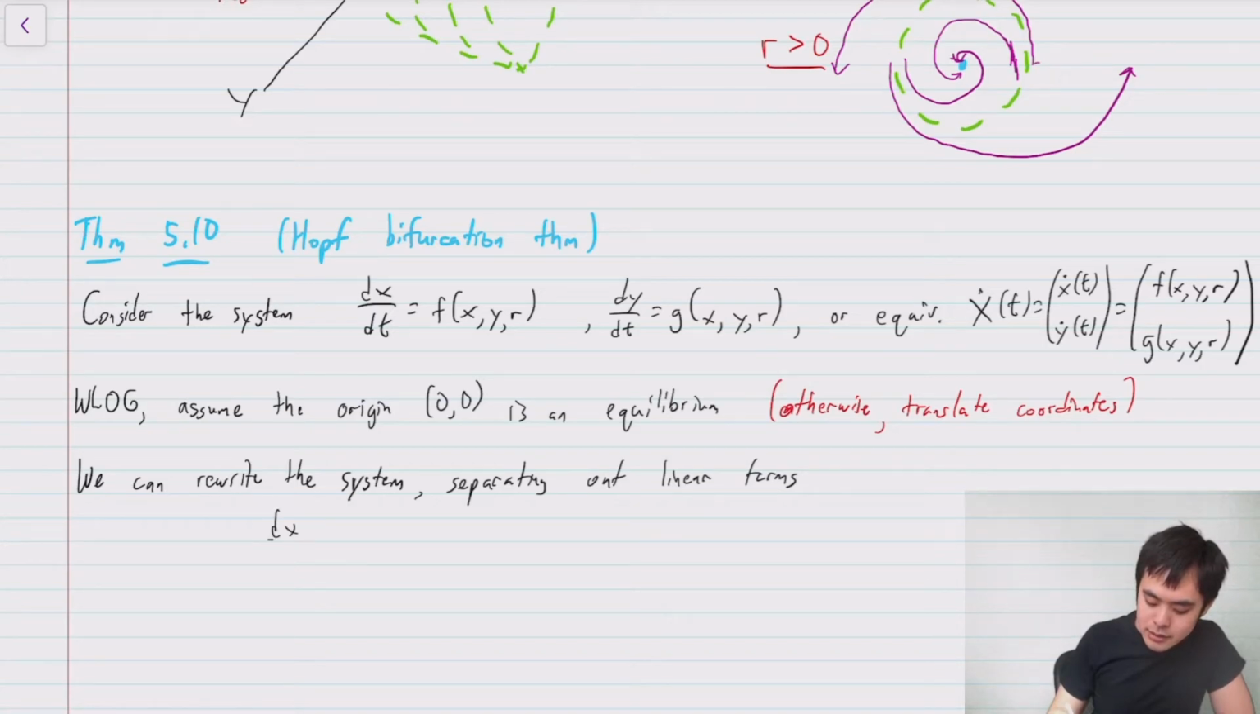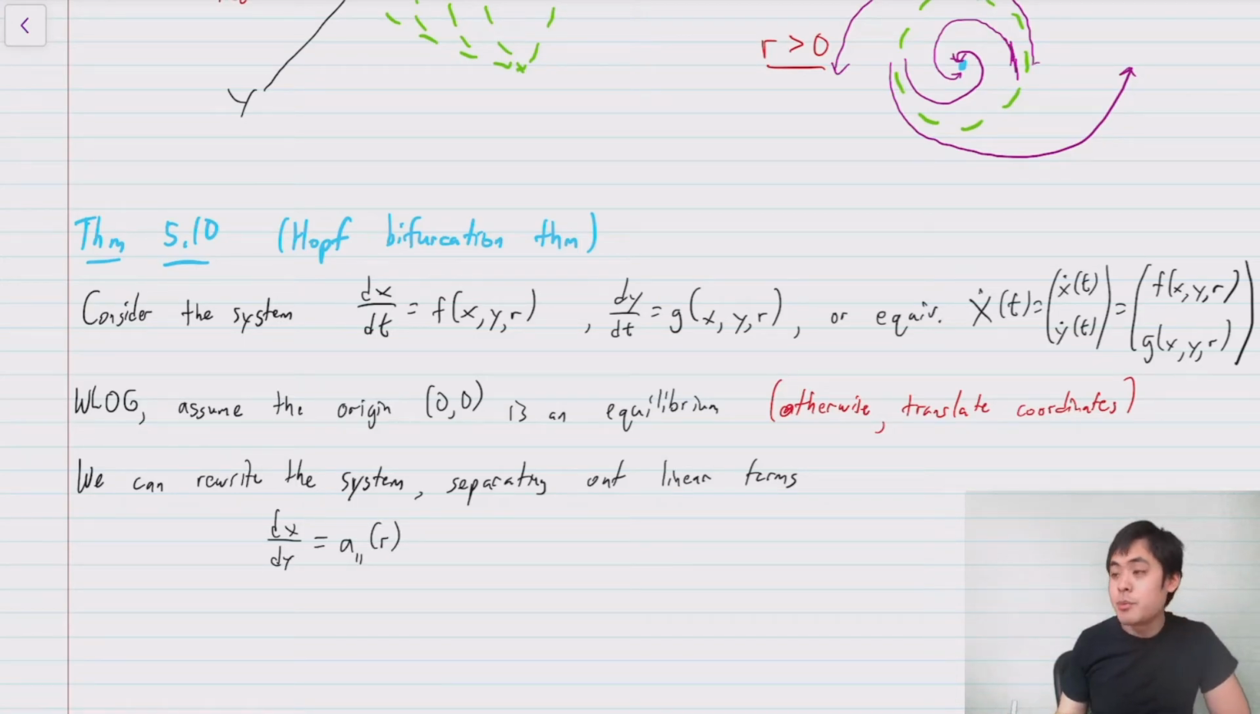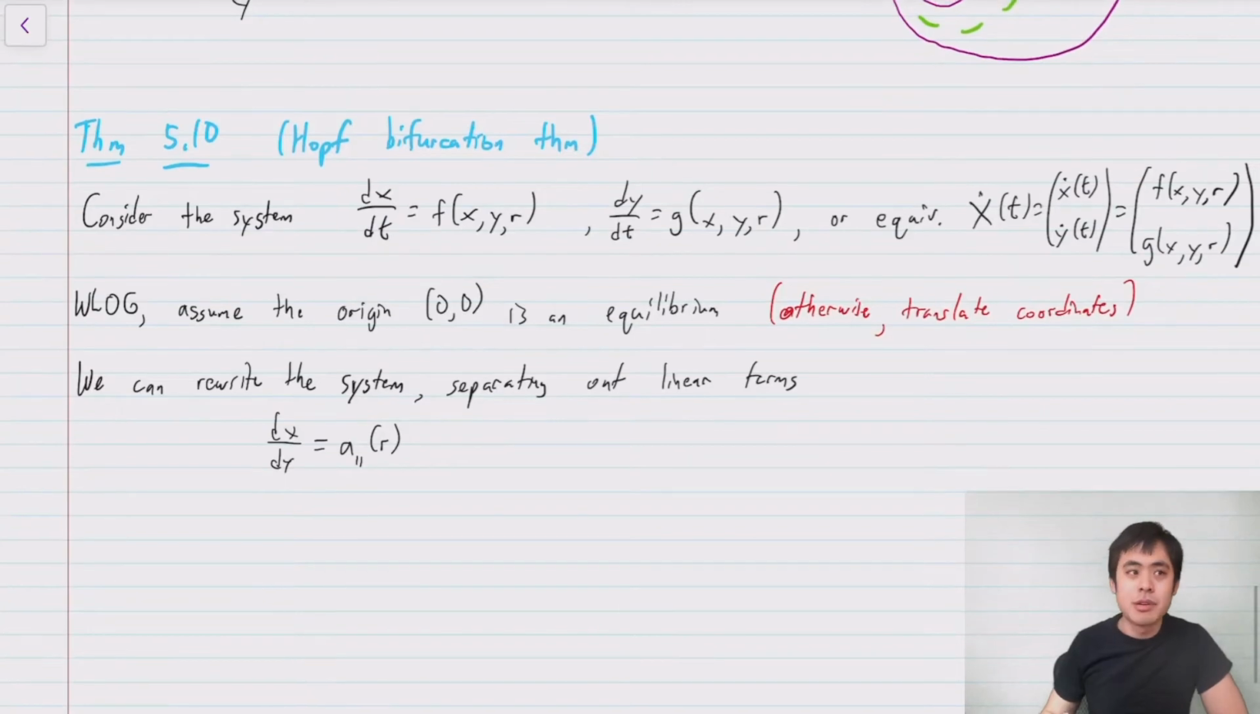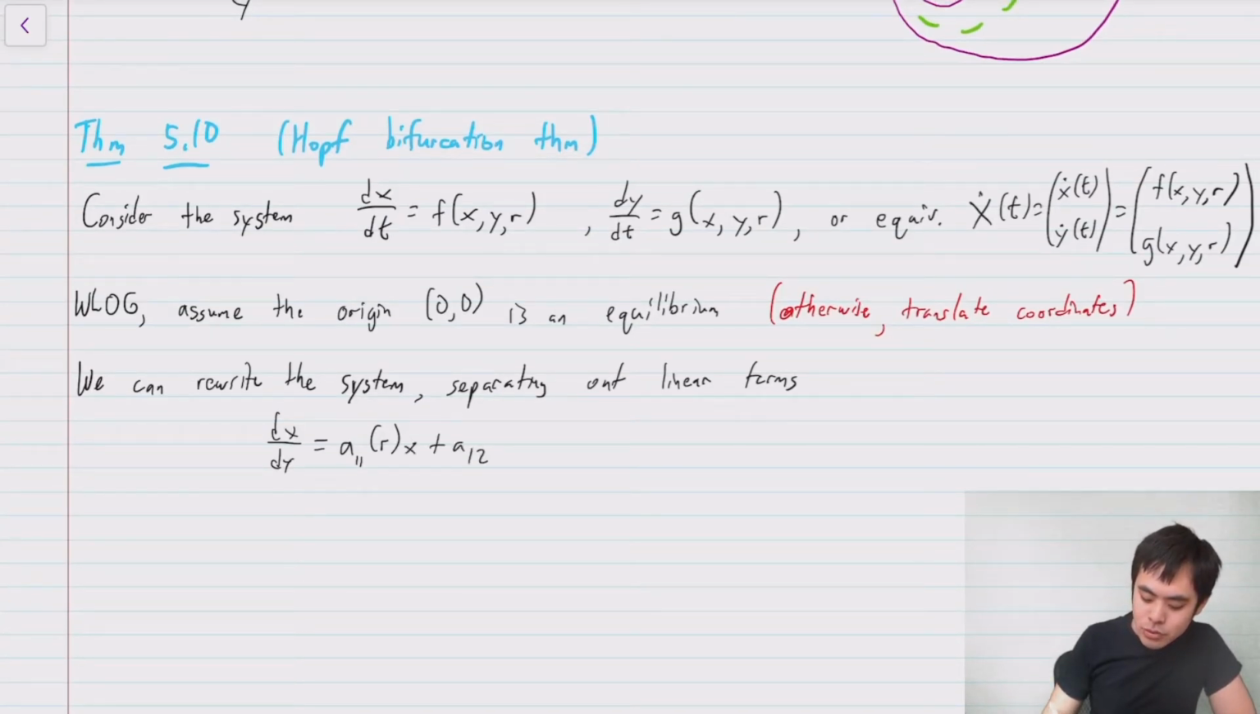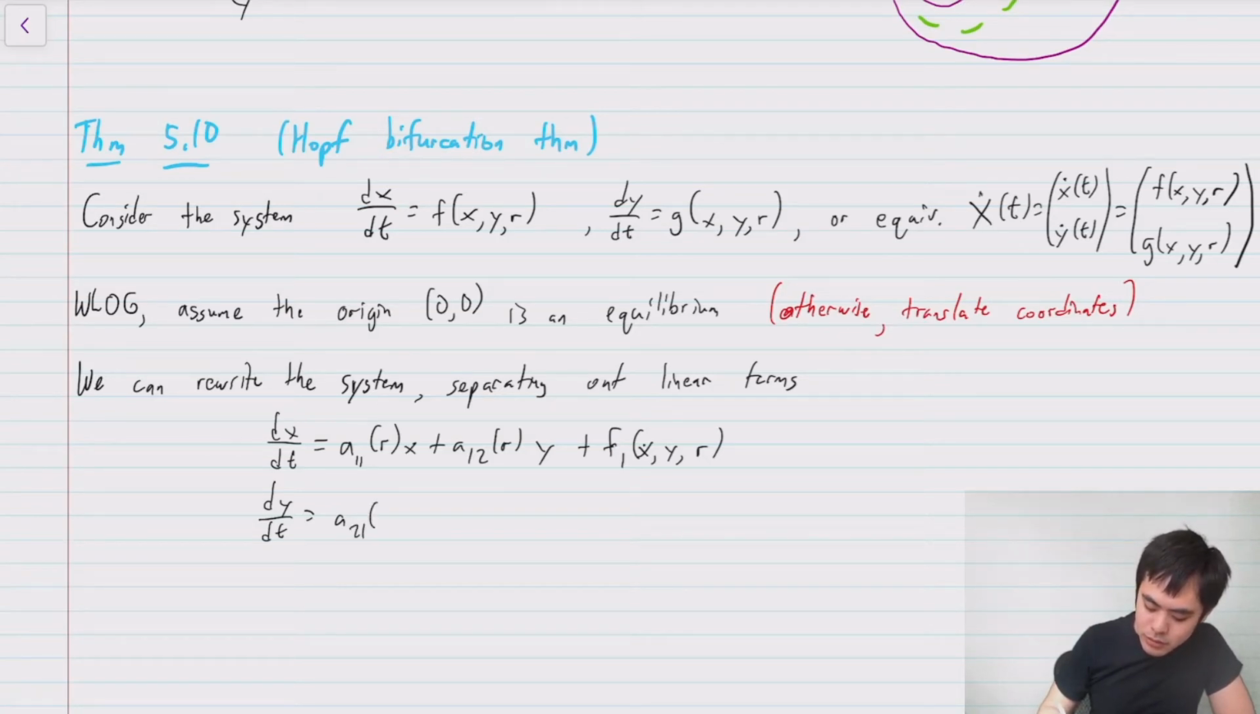So we have dx/dt equal to a11(r) times x plus a12(r) times y. This is some term that's linear in x or y, but may not be linear in r, since r is some parameter. And plus, well, you have something left over, so let's call this function f1(x, y, r). And we have some other function dy/dt, which is going to be a21(r) times x plus a22(r) times y plus some function g1(x, y, r).